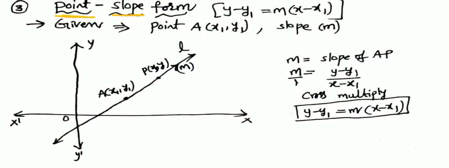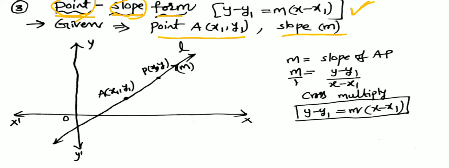Point-slope form. Here the name itself gives you the point. They will give you a point (x1, y1) and the slope m. Then the equation will be y - y1 = m(x - x1). Again repeating, y - y1 = m(x - x1). How does this come? I will explain here.